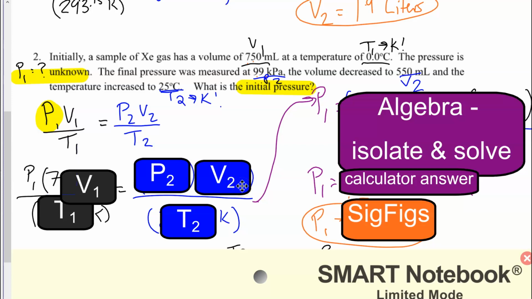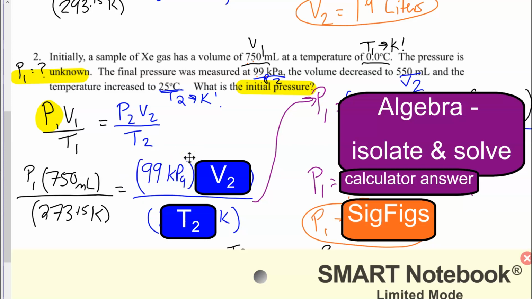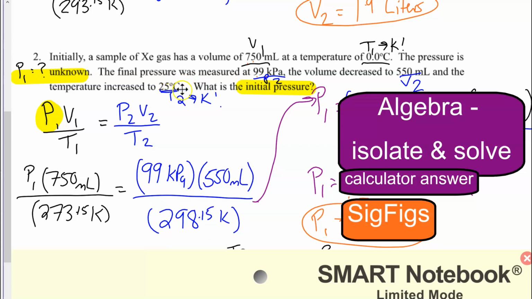Okay, P1 is unknown. Initial volume is 750 milliliters, and T1 is 273.15 Kelvin. From the problem, P2 is 99 kPa, V2 is 550 mL, and T2, we need to take that 25 plus 273.15 Kelvin, and then get our answer. So this is the correct setup.